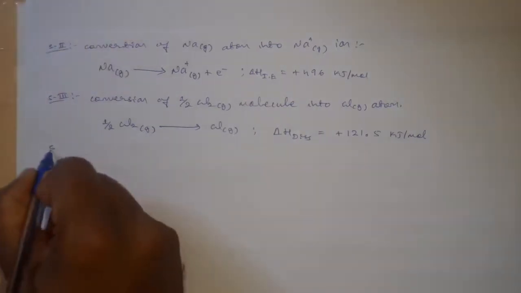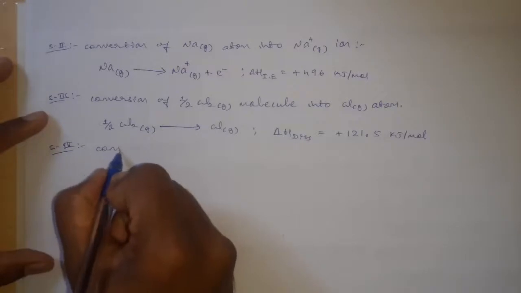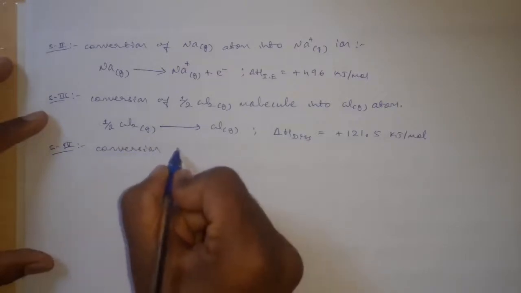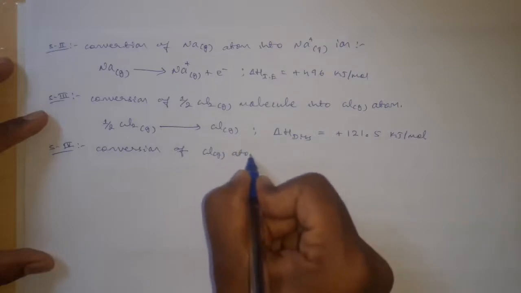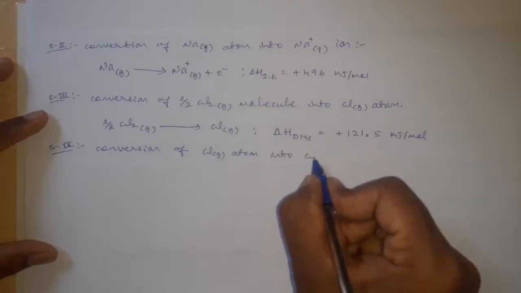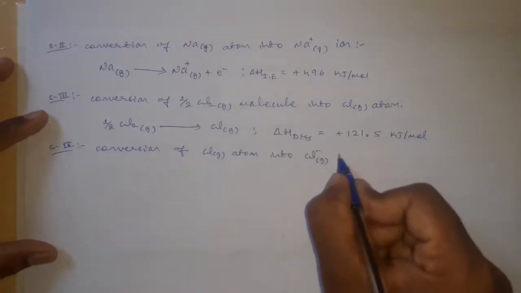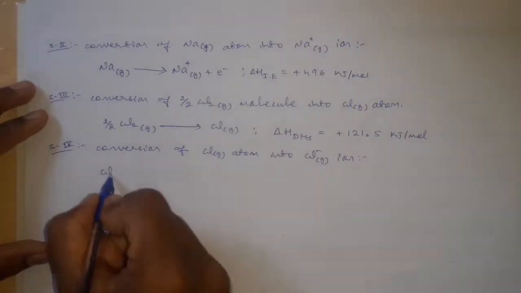Then step number 4 is the conversion of neutral chlorine atom into chloride ion. How can we convert this?